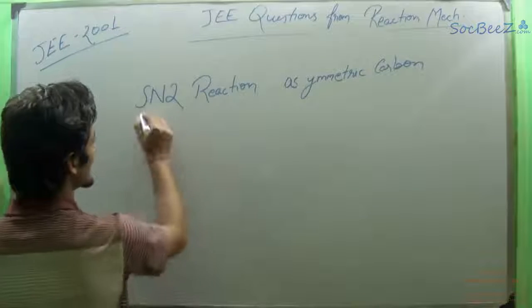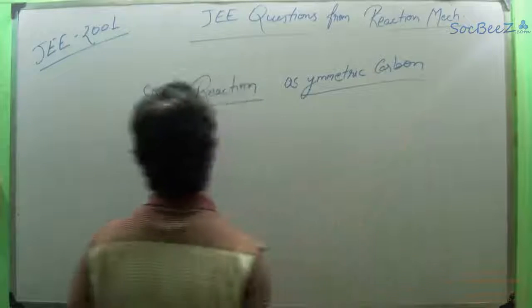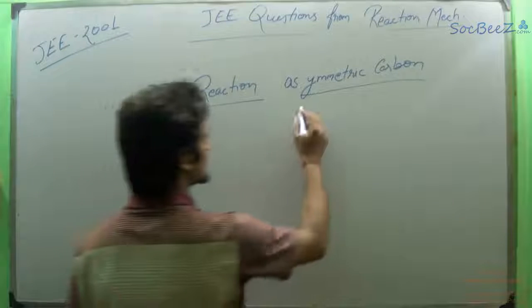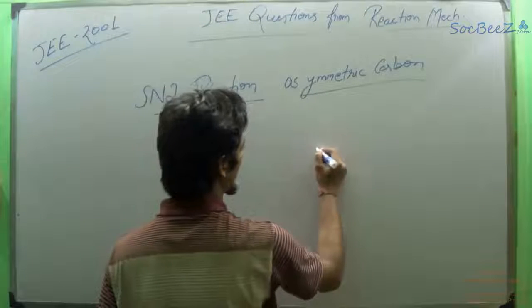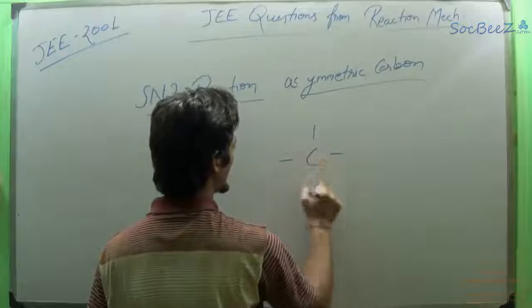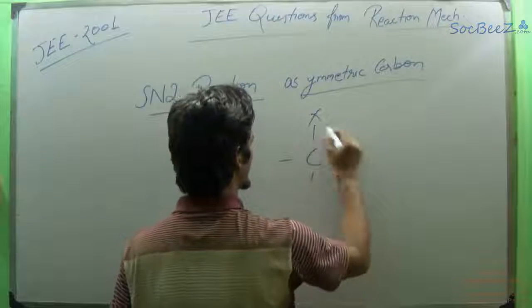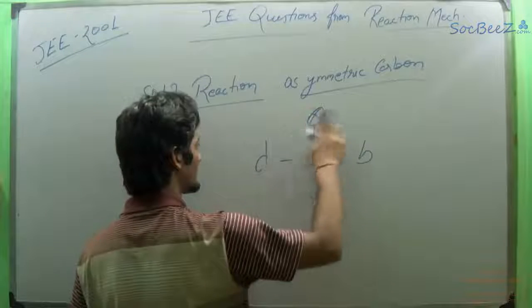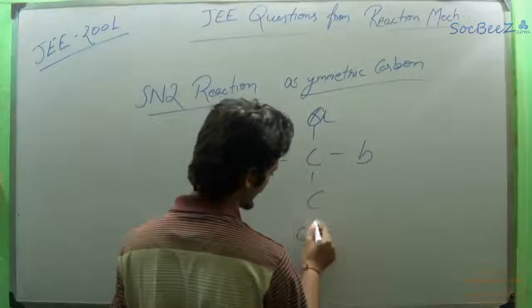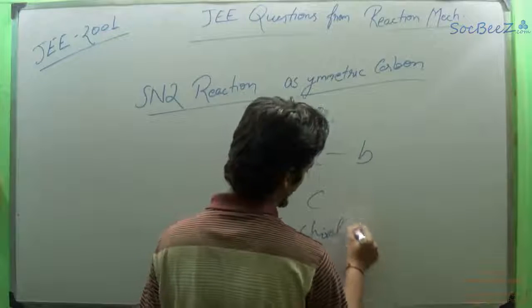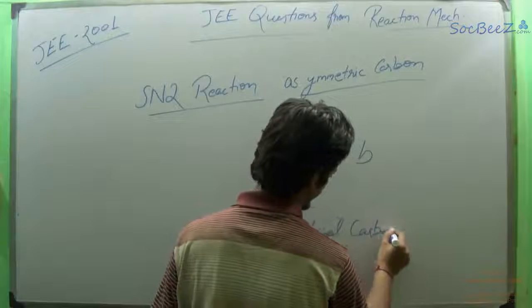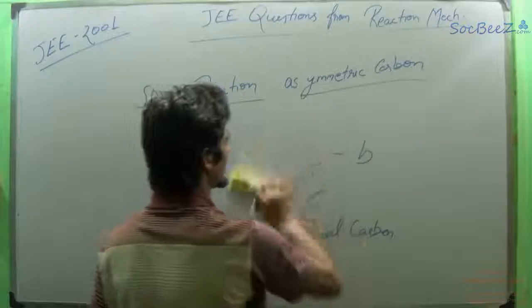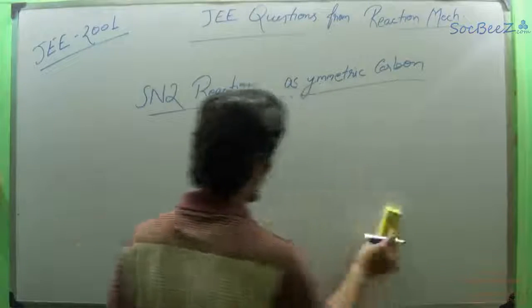So first we have to understand both these terms. What is an SN2 reaction? We already know the SN2 reaction, and asymmetric carbon means a carbon which has all four valencies different, that is A, B, C, D. That is, it will be a chiral carbon. Okay, so we'll look at what options are given.